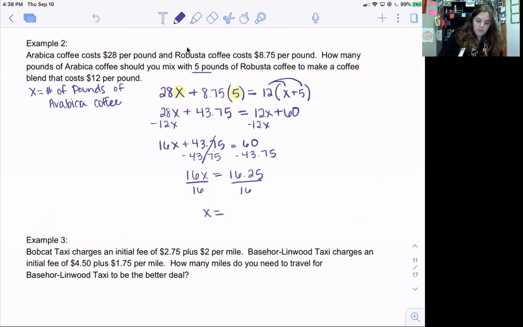So x equals, if we divide by 16, gives us a decimal, and I'm going to round that. So we have 1.02 pounds.